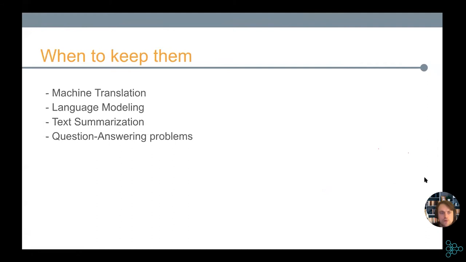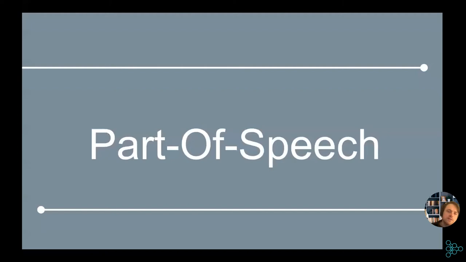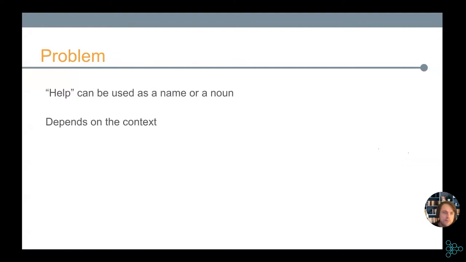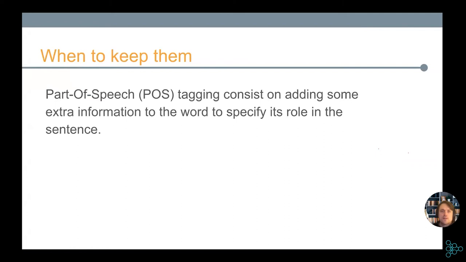Again, another important part is part of speech identification, very commonly abbreviated as POS. So what is the problem? We have the word help. Help can be a noun or a verb. It all depends on the context. So part of speech tagging is the process of tagging the function of a word in a certain context of words.